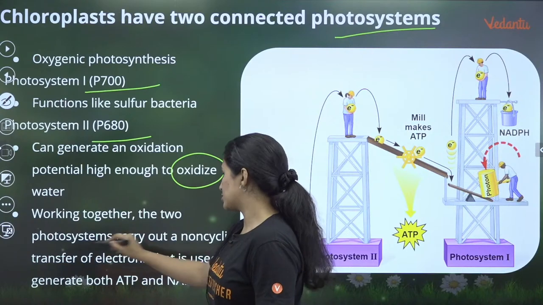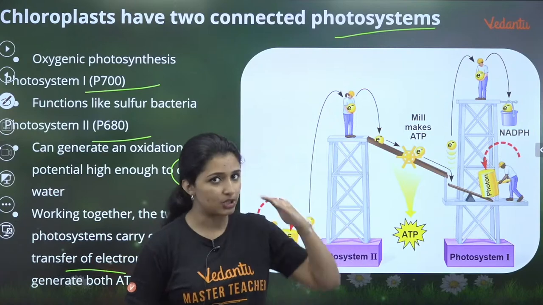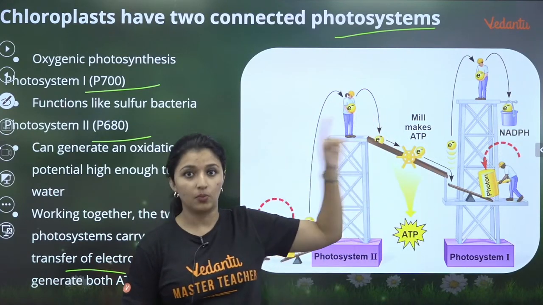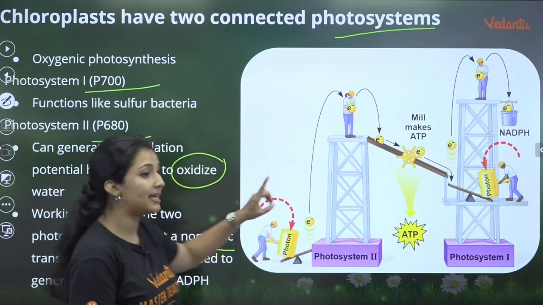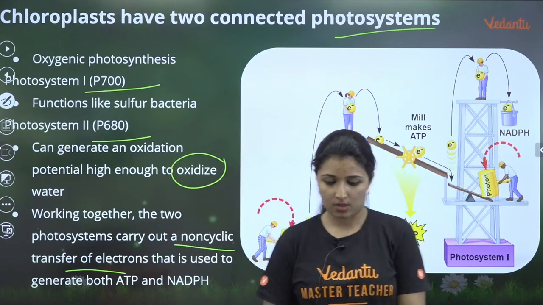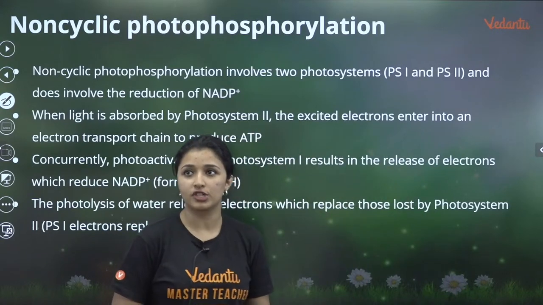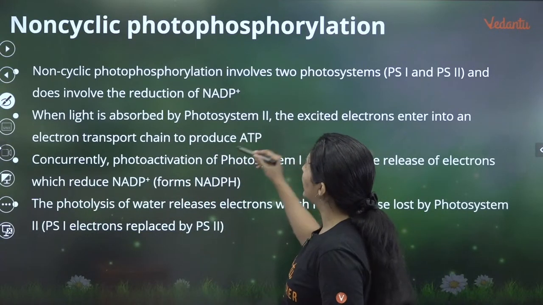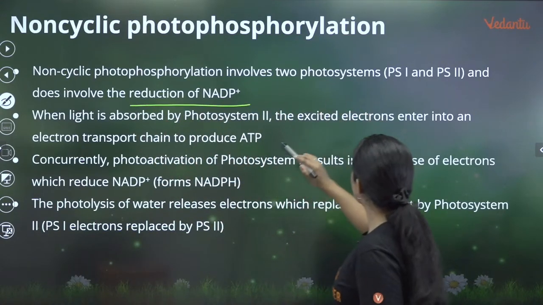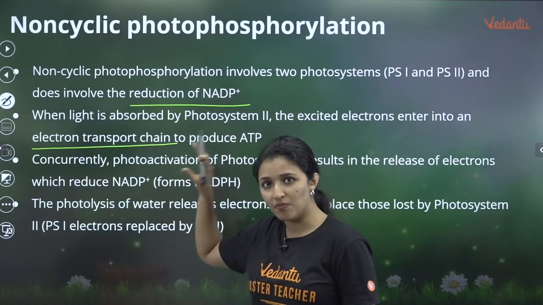The two photosystems carry out a non-cyclic transfer of electrons. That means once the electron starts at a point, it just gets reduced and used up. We don't get the electron back. That's why it is called non-cyclic photophosphorylation. Here we have two photosystems, and it involves the reduction of NADP+. The electrons enter into the electron transport chain. Please underline these very important words.